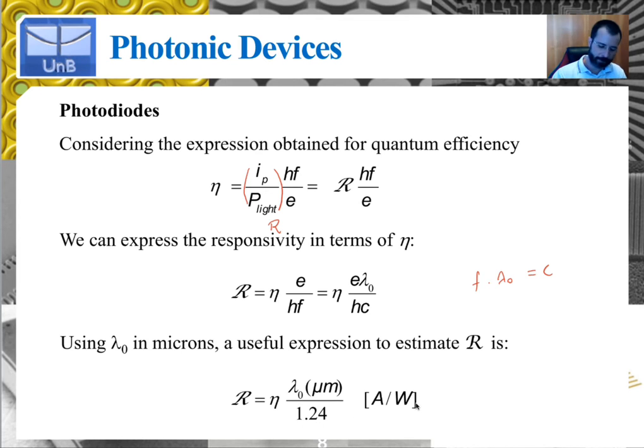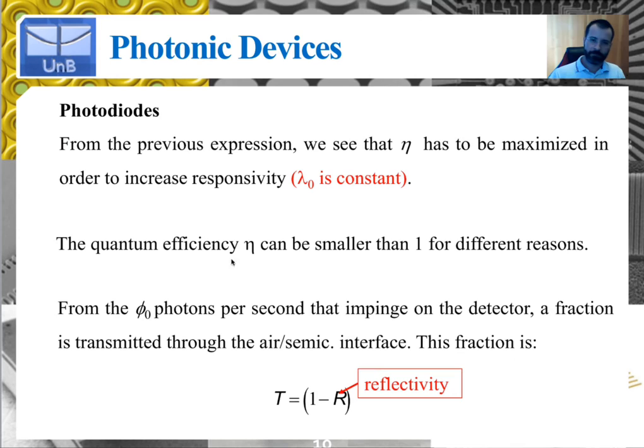So this is a very useful expression. If you have the quantum efficiency and the wavelength of the optical beam impinging on the device in micrometers, you can readily find the responsivity using this expression. And from this expression, we can see that in order to increase the responsivity, what we want is to maximize the quantum efficiency, right, for a given frequency or wavelength of optical beam impinging on the device.